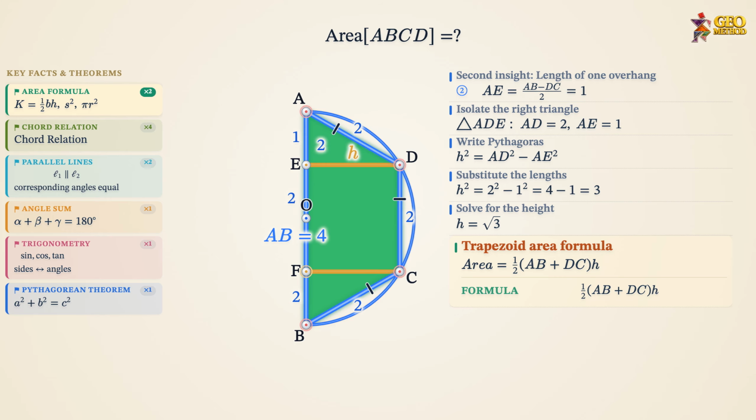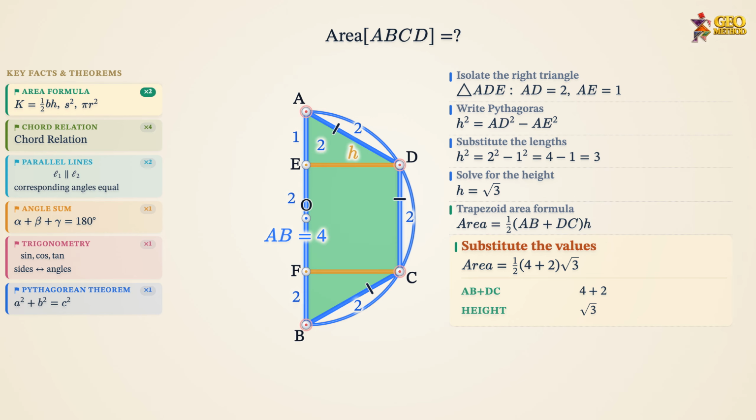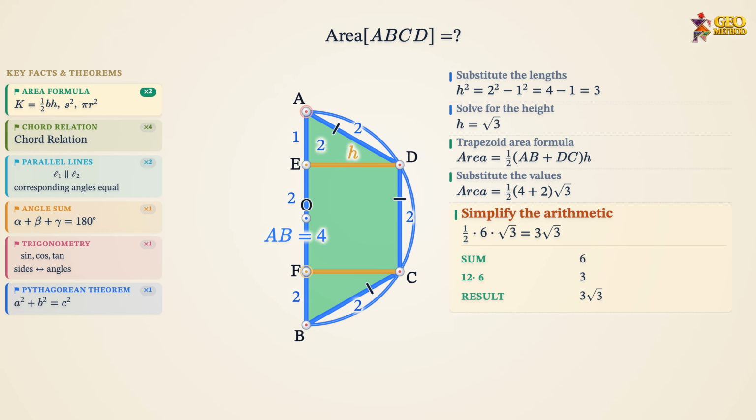Its area is 1/2 the sum of the two parallel bases times the height. We already know all three of those numbers. Put in the numbers. The bases are 4 and 2, and the height is the square root of 3. So the area is 1/2 times the quantity 4 plus 2 times the square root of 3. 4 plus 2 is 6, and 1/2 of 6 is 3. So the area is 3 times the square root of 3, which is about 5.2.